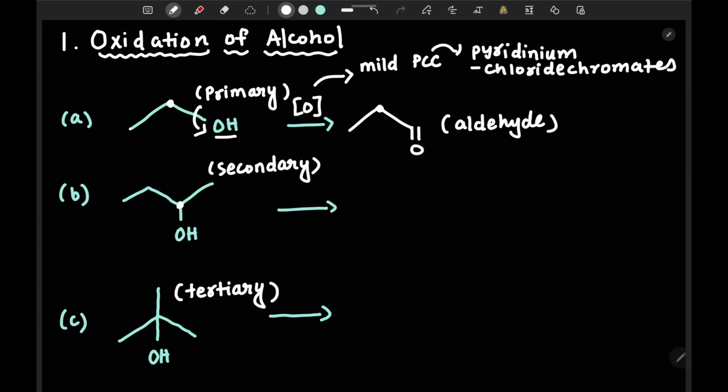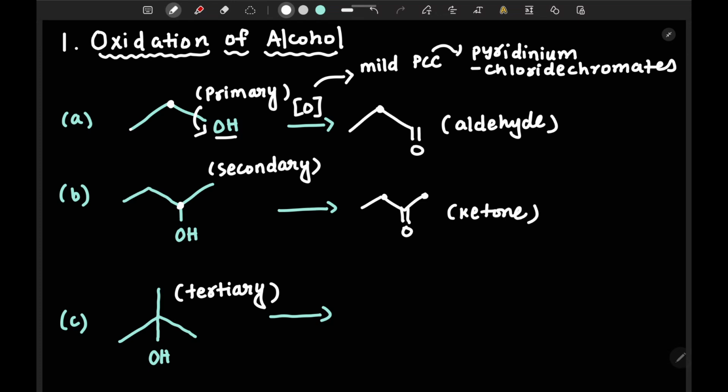Now continuing with the second example, which is for a secondary alcohol. In this process what we get is a ketone. Ketone meaning, just like in an aldehyde we had one carbon atom on one side and a normal hydrogen atom on the other side, in this case both the sides will have an alkyl group, or basically a carbon atom, so we call this a ketone.